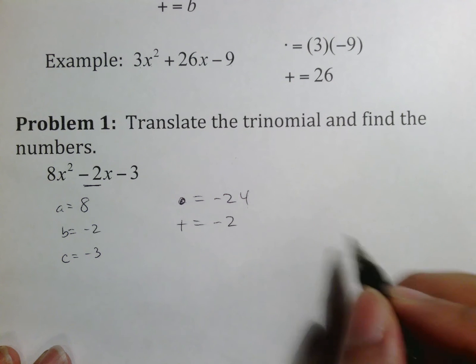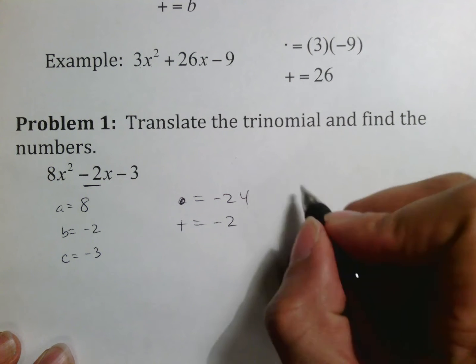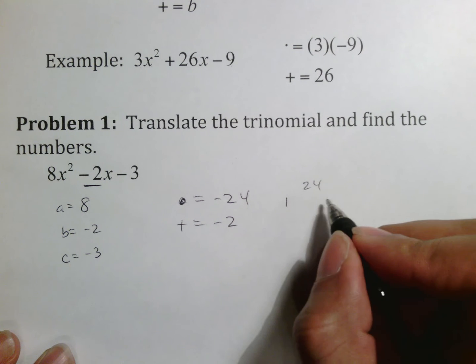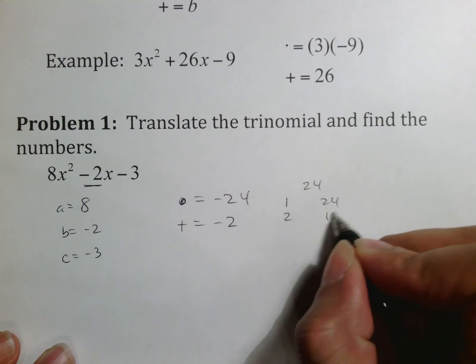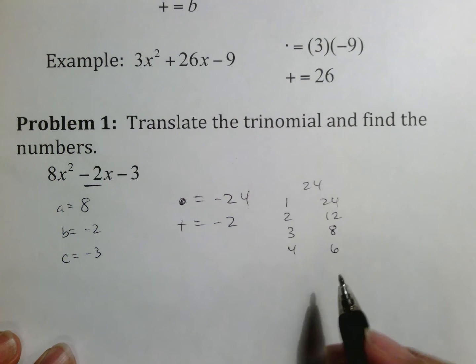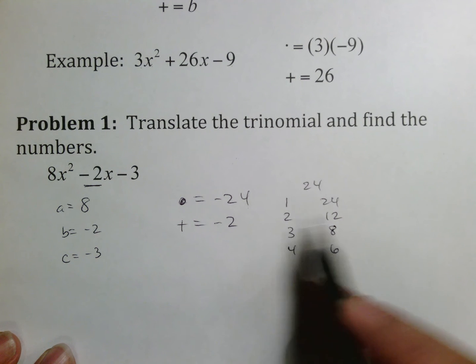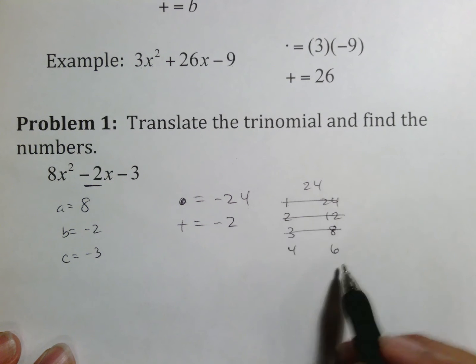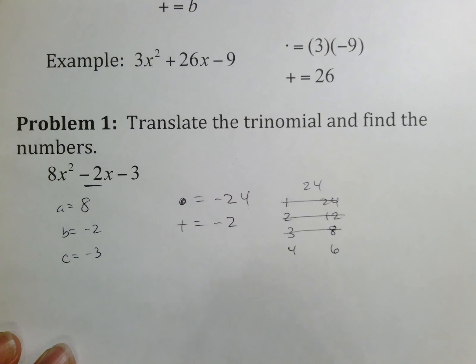adds to make whatever is in the middle, which is negative 2. Keep in mind that when you find the numbers, you make the tree based off of the multiplication number, starting with 1. 1 times 24, 2 times 12, 3 times 8, 4 times 6. And again, you can use your common sense and recognize that these don't add or subtract to make 2. Neither do these, neither do these. These are the only ones that add or subtract to make 2.